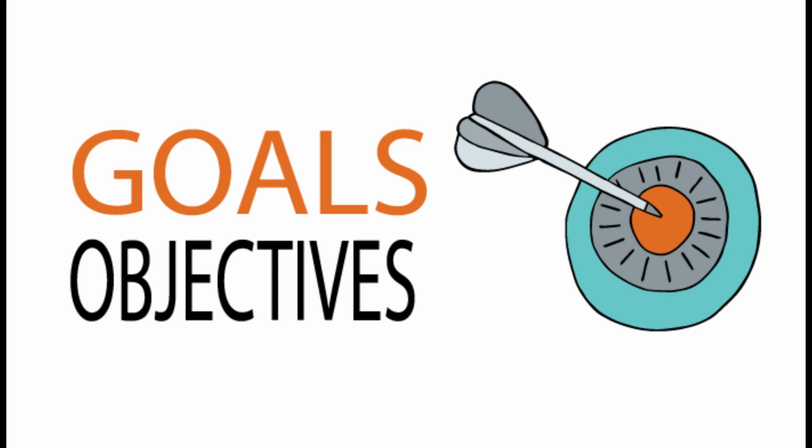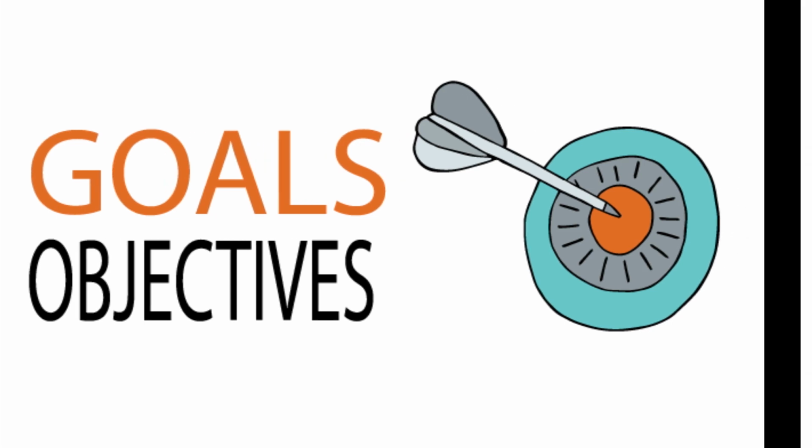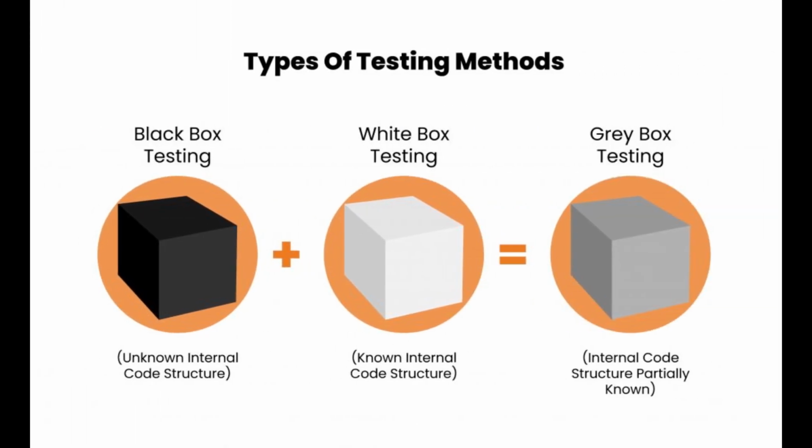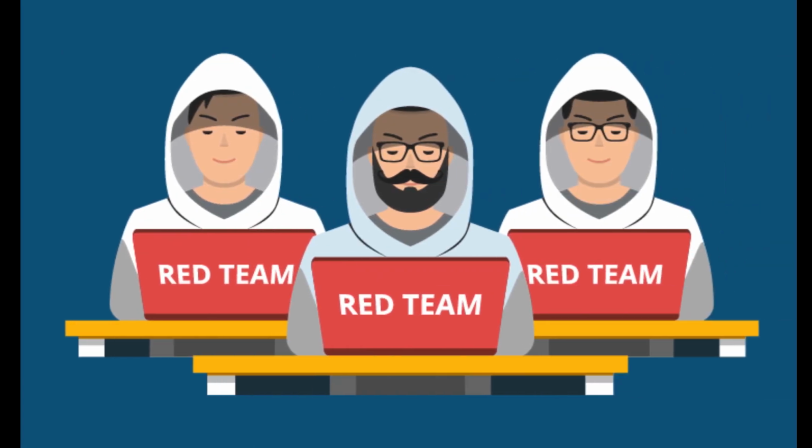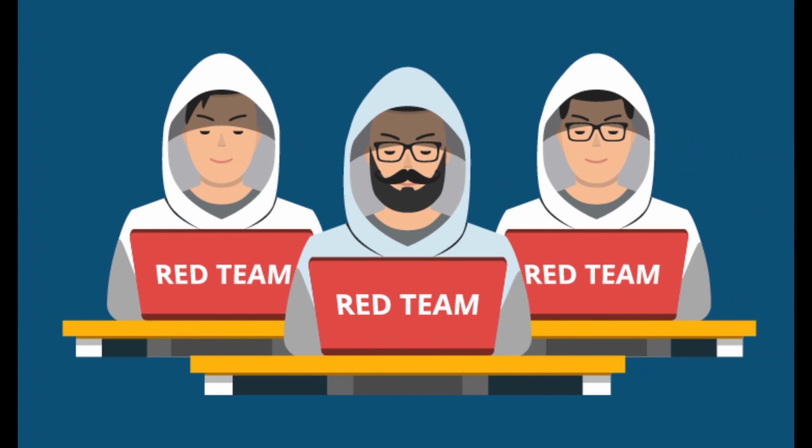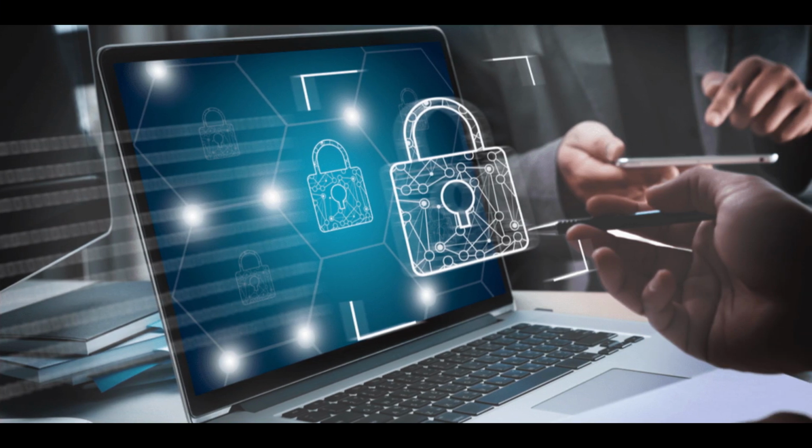The third one is selecting the testing methodology. This means choosing the testing methodology that will be used, such as black box testing, white box testing, or gray box testing. The fourth one is identifying the testing team. It should be determined who will conduct the penetration test, which may include internal employees, external consultants, or a combination of both. The fifth one is obtaining permissions and authorizations.